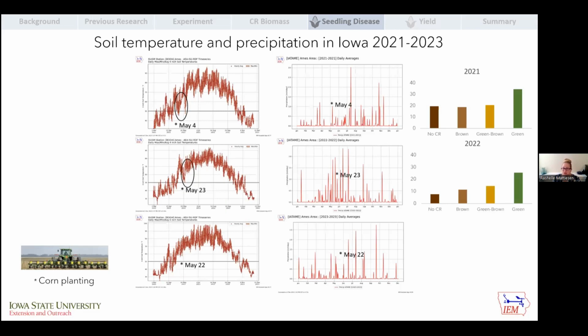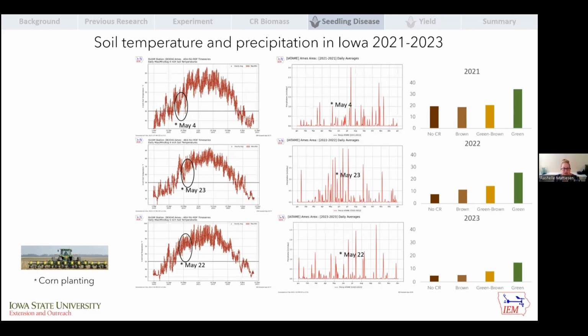In 2022, we planted in the middle to the end of May, with warmer temperatures, rarely getting below 50 degrees, and there's adequate moisture. So those corn plants are coming up quickly. That's the same trend that occurred in 2023, where it was even warmer. It was a little bit dry, but then there was some moisture. So now we have even less seedling disease.